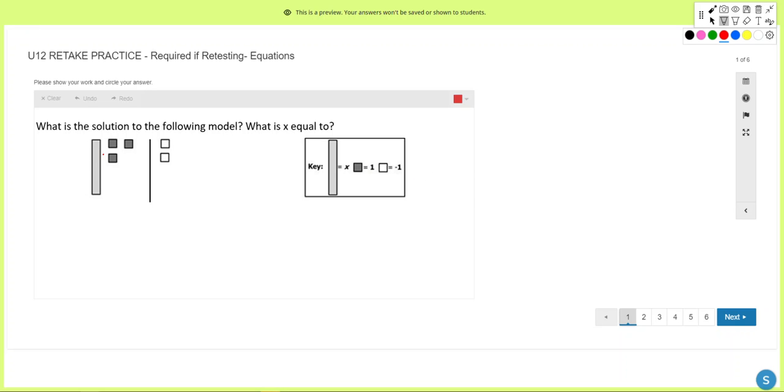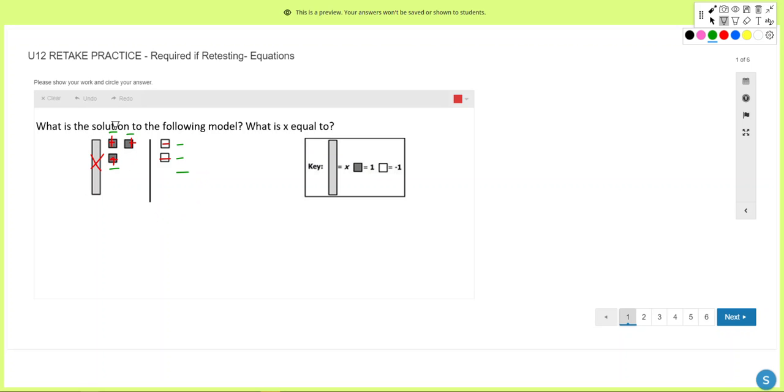So using the key, this is x. These are 3 positives. These are 2 negatives. Now I have to undo the number that is with x, and those are positive. The opposite or inverse of a positive is a negative. But if I add 3 negatives to one side, I have to add 3 negatives to the other side.